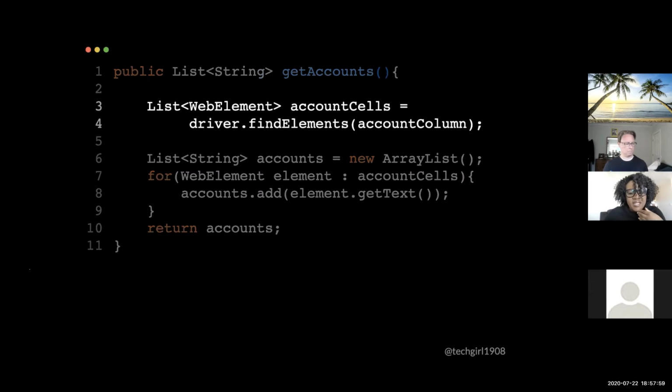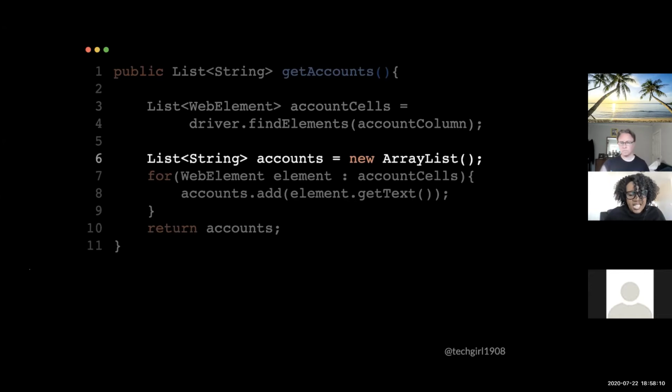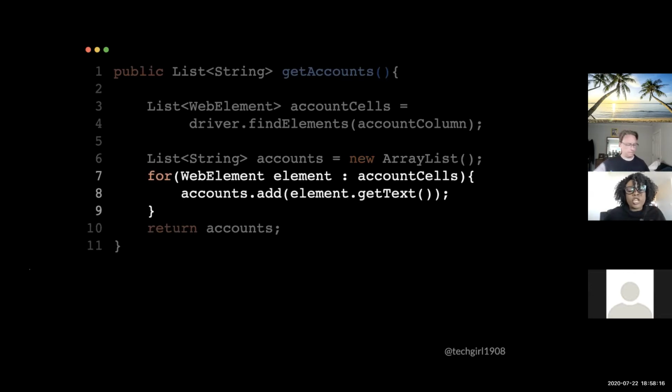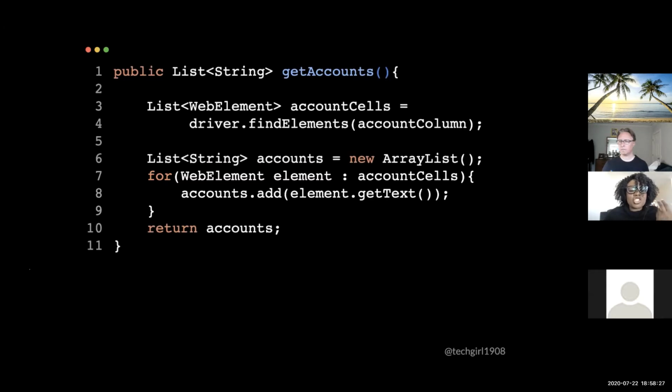Now we see here, it finds all of the account sales, and these are web elements objects. Then it creates a new list to hold just the text of the web elements. So this is a list of strings. And to populate that list, we loop through each of the elements from line 3, get their text, and then we add them to our new list from line 6. And notice this method needs 2 lists and a loop.